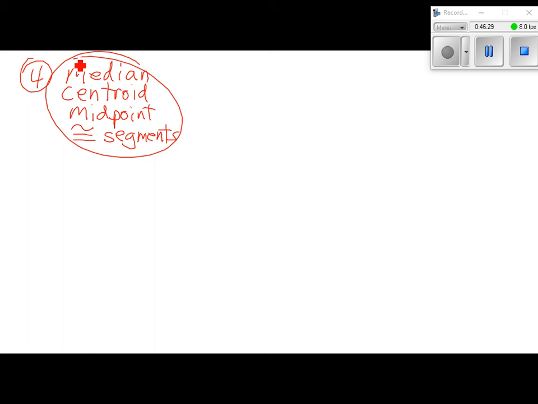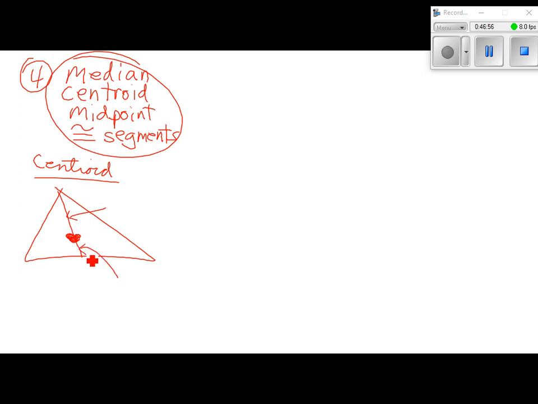Now, the centroid actually had a theorem. Does anybody remember what that centroid theorem said? Nobody remembers the centroid theorem? If I told you that's a centroid, mine's drawn horribly this time. What do you know about that segment, the distance from the vertex to the centroid, and how it relates to that segment, the distance from the centroid?